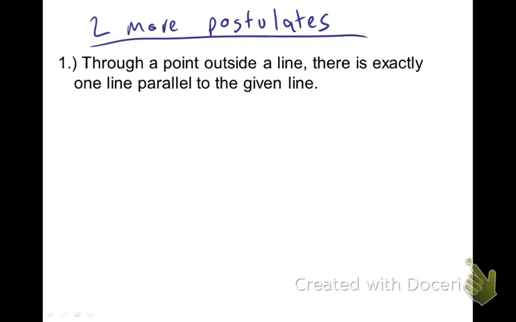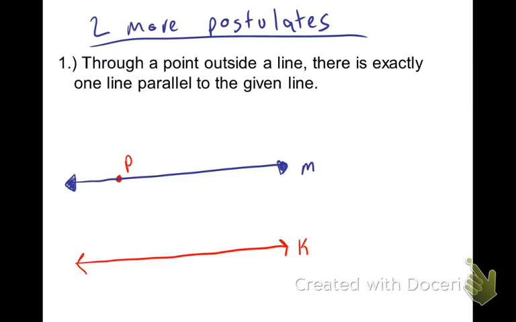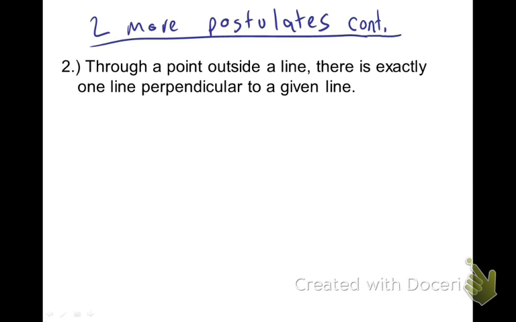Here's a postulate. Through any point outside a line, there's exactly one line that's parallel. So here we have point P, and point P is not on line K. There is only one line that will go through point P that is parallel to line K, just one. And that's a postulate. A postulate is something that is accepted without proof. Again, we have our symbols. The red arrows indicate that the lines are parallel.